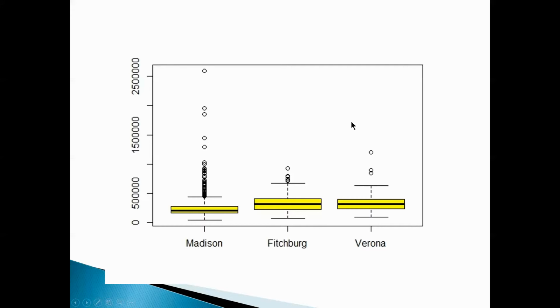It would be hard to do this with histograms, but here we get to easily compare Madison, Fitchburg, and Verona. And we can see that in Fitchburg and Verona, the houses are distributed pretty close to the same way, and they're significantly more expensive than the houses in Madison. So box plots are great for comparing one quantitative variable across more than one category side by side like this. Okay, so that's box plots, which we'll also create using our website.